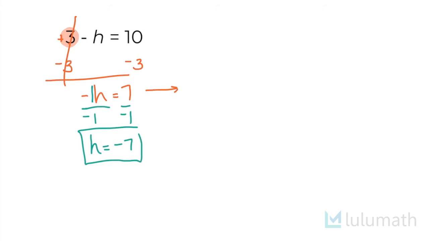Also, just a quick note, is that if negative h equals 7, then it might be a natural conclusion that positive h should equal negative 7. And that's my answer to this question.